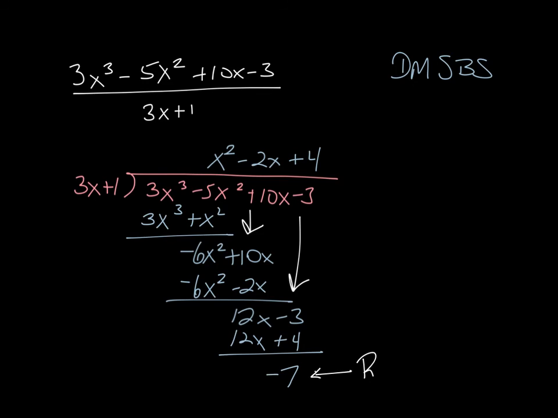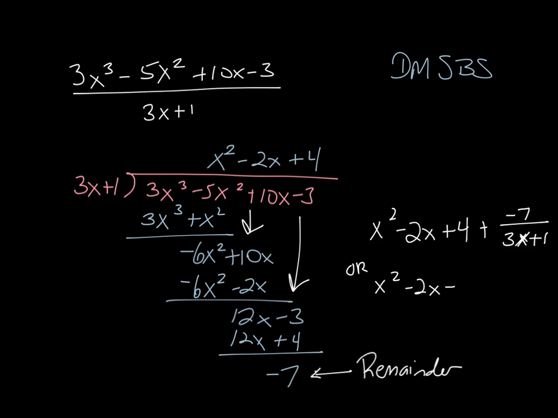So we've got a non-zero remainder, which means that 3x plus 1 is not a factor of our polynomial here. So we can say that this polynomial divided by 3x plus 1 is equal to x squared minus 2x plus 4 plus the remainder over the divisor, just like we did numerically. If you wanted to instead, we can write this as x squared minus 2x plus 4 minus 7 over 3x plus 1.